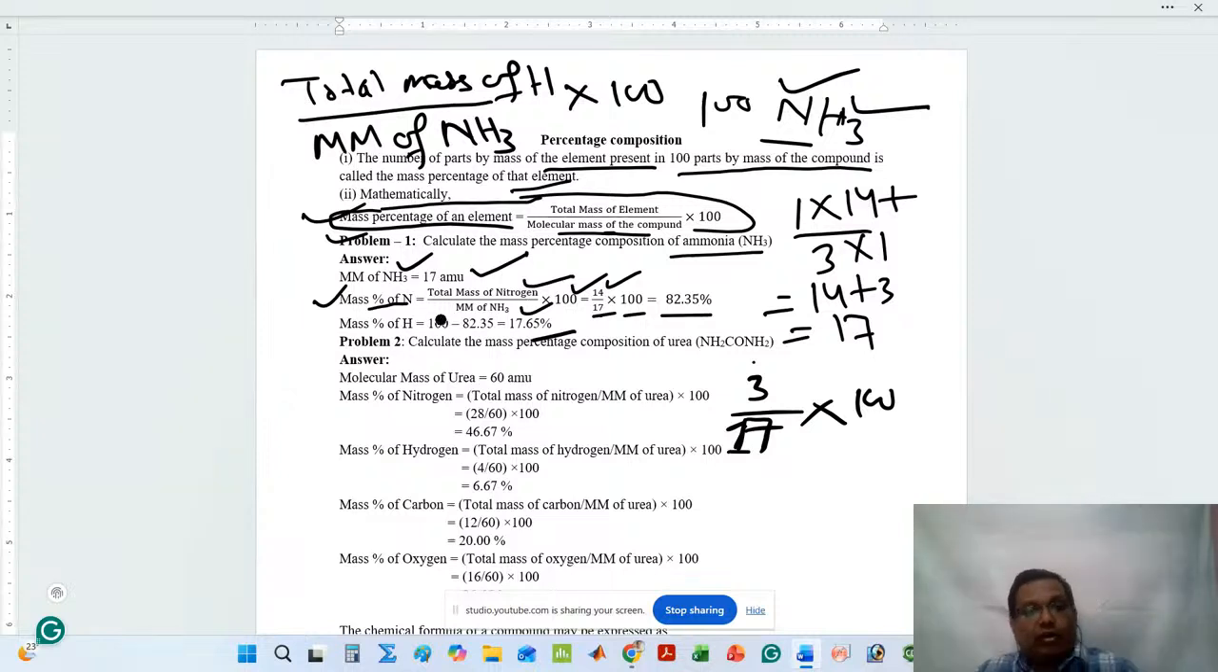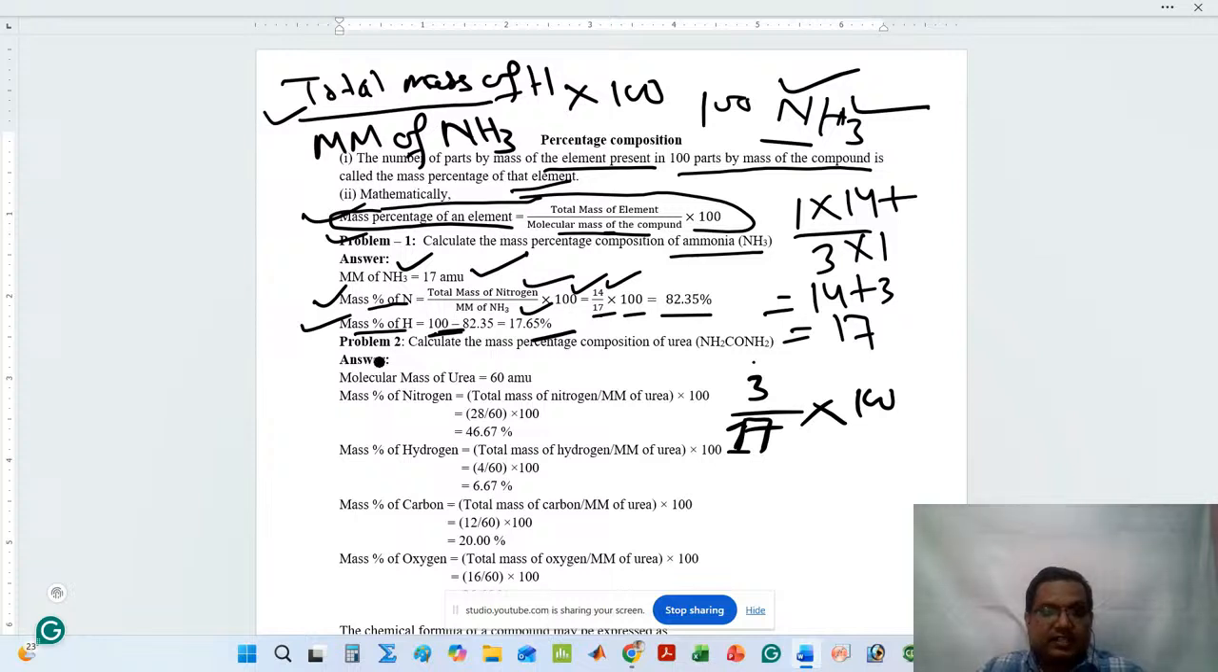So in the other way, I can also find the mass percentage of hydrogen by subtracting the mass percentage of nitrogen from 100. That means here I can write mass percentage of hydrogen equal to 100 minus 82.35, which is equal to 17.65 percent. You can apply this formula, or you can subtract the mass percentage of nitrogen from 100. Then you are able to find the mass percentage of hydrogen.